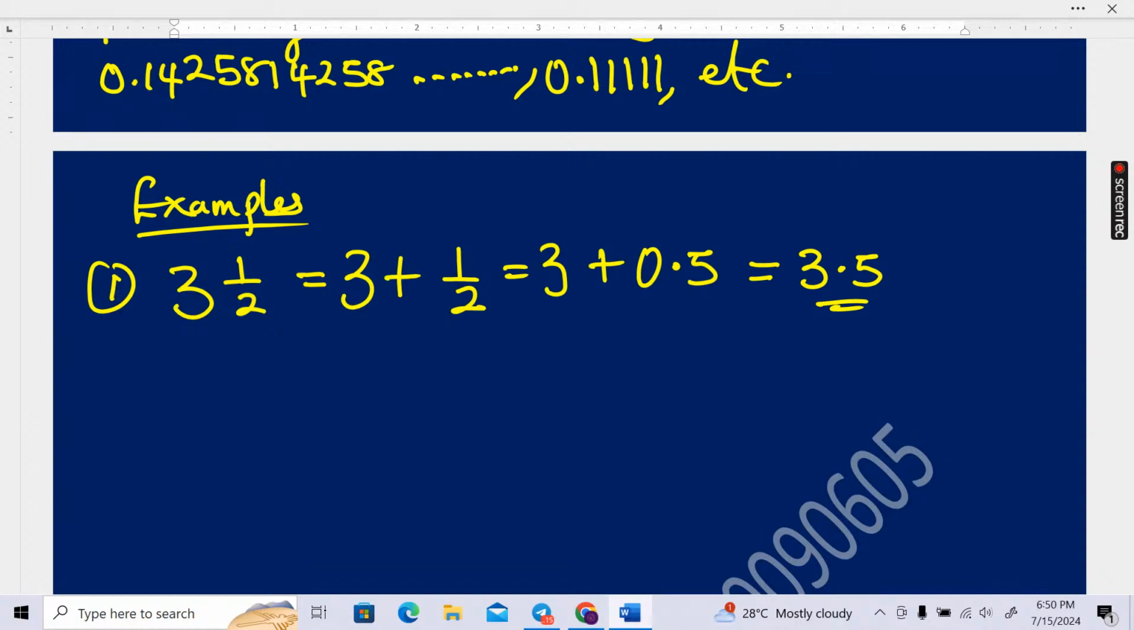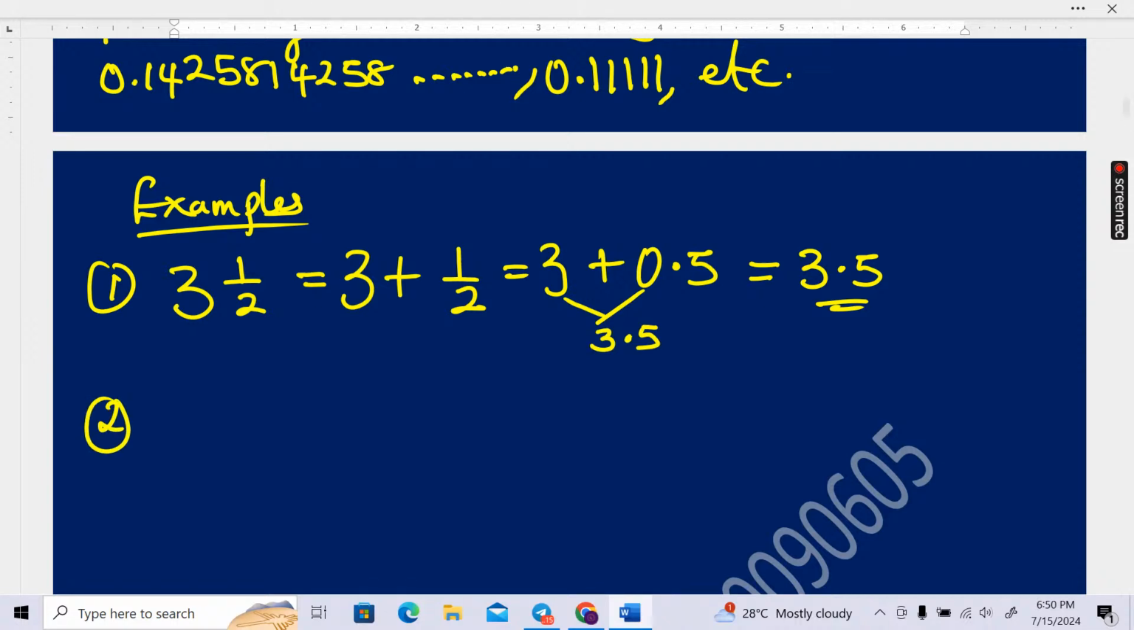3 is the whole number. Add them up together, you have 3, then the decimal point, 0.5. So whenever you see or hear 3 and a half, you need to quickly convert it to a decimal number. It is just 3.5. And what has actually helped you is the decimal expansion.